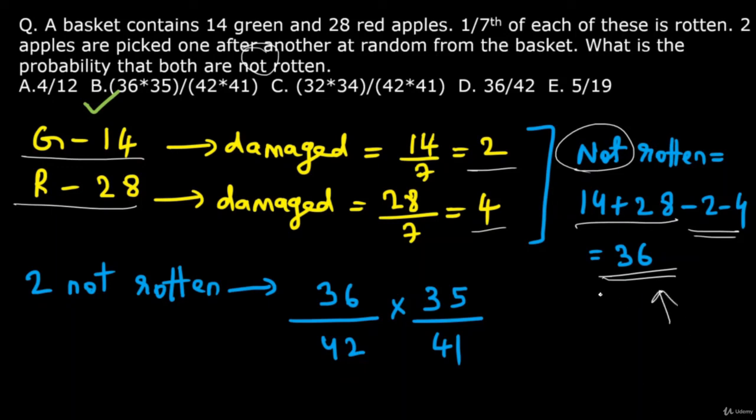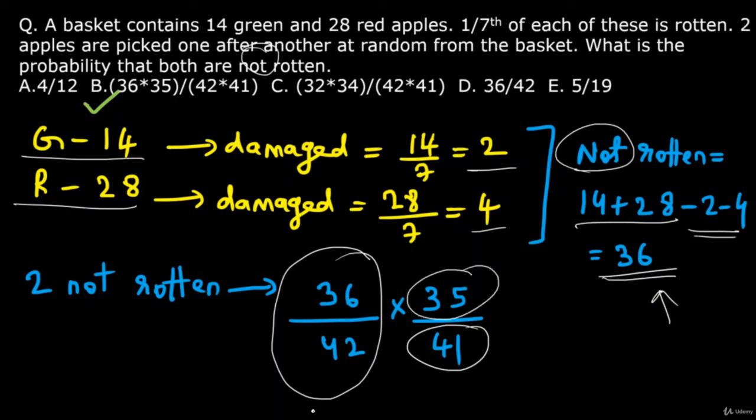So we just need to pick 2 apples from these 36 apples. So to pick one in the first go, you have a probability of 36 by 42. Now already one is picked. So you're just left with 41 more apples, and we are taking that it's picked from this set, that is a not rotten apple. So in 36 only 35 are remaining. Therefore the probability to pick 2 apples one after the other in which both are not rotten is 36 into 35 by 42 into 41, which is answer option B.